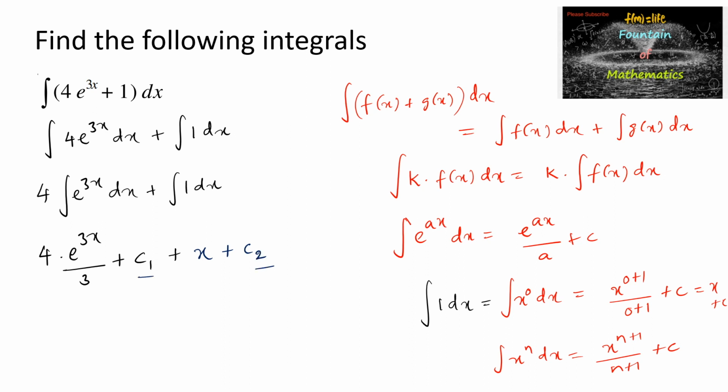I can write here 4 by 3 times e power 3x plus x plus c1 plus c2, which we consider as one integral constant c. So the answer for integral of 4 e power 3x plus 1 dx is 4 by 3 e power 3x plus x plus c.